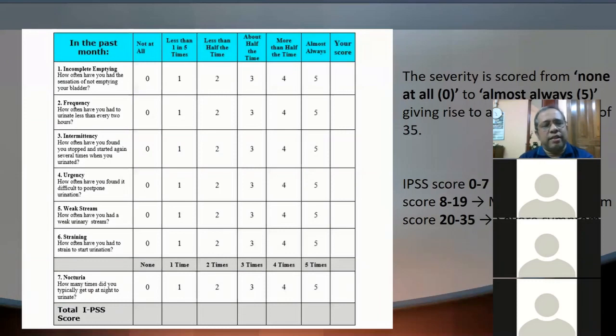So this is the chart. In the first item, you take the history. First, incomplete emptying. How often have you had the sensation of not emptying your bladder? You ask the question. Then, according to his statement, you score in the chart. And look there, the severity is scored from none, 0, to almost always, 5. And this gives a maximum score of 35. So these are the scoring numbers set there.